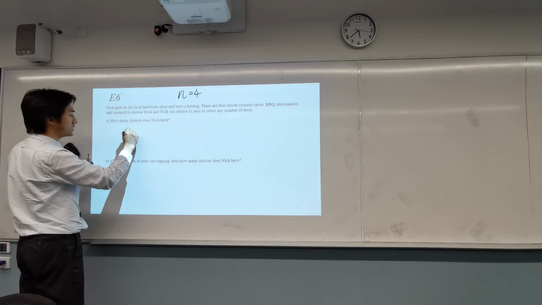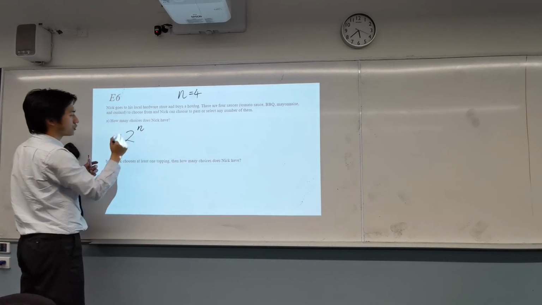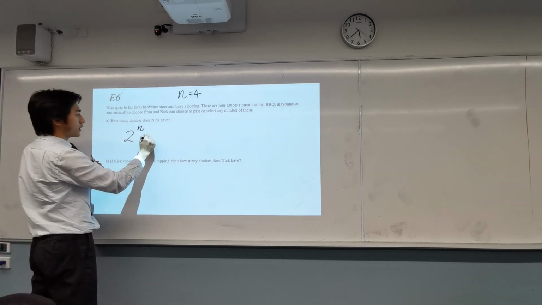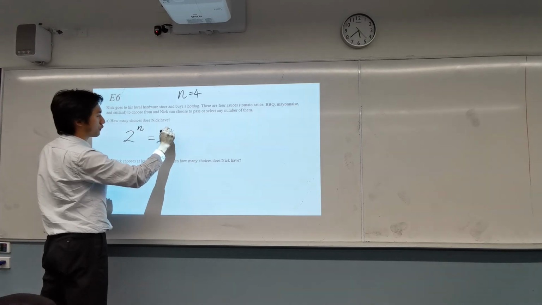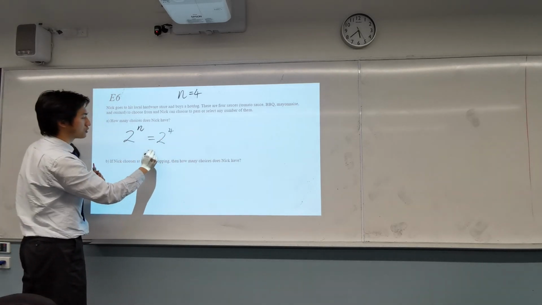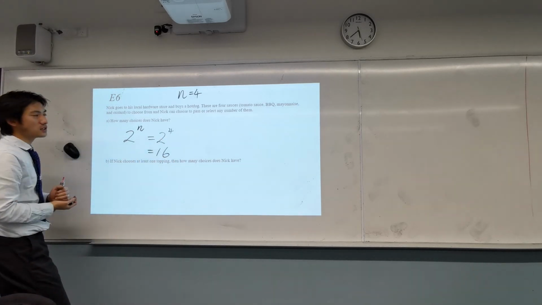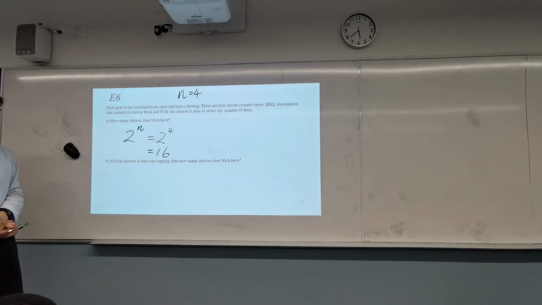So the answer to this is 2 to the power of n, and if n is 4, it's 2 to the power of 4, and it equals 16. 16 different combinations of sauces.